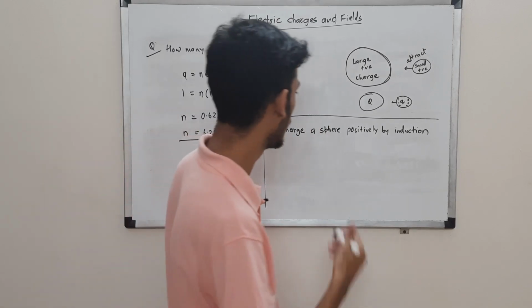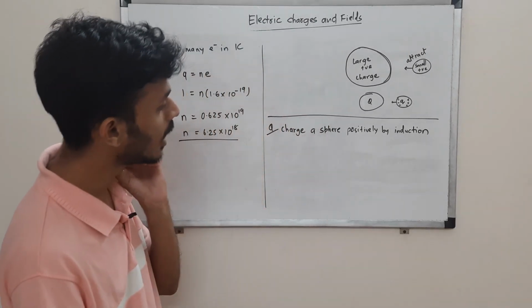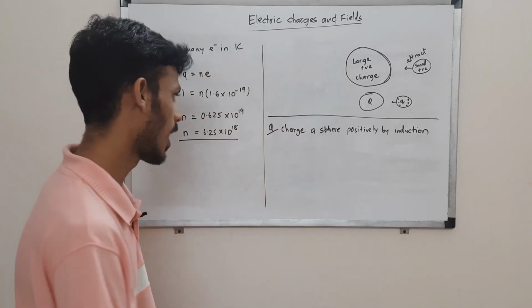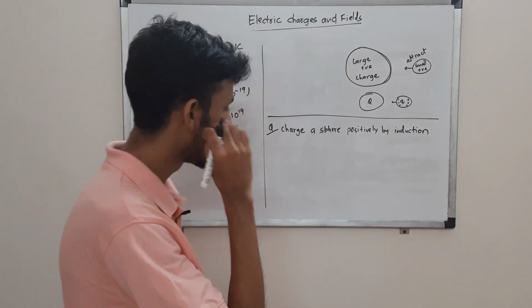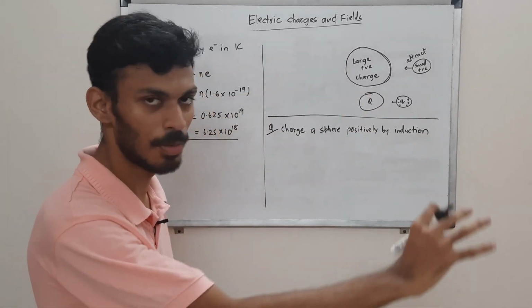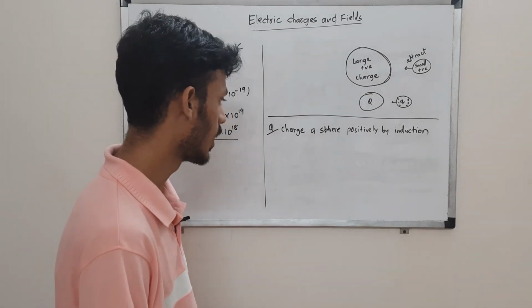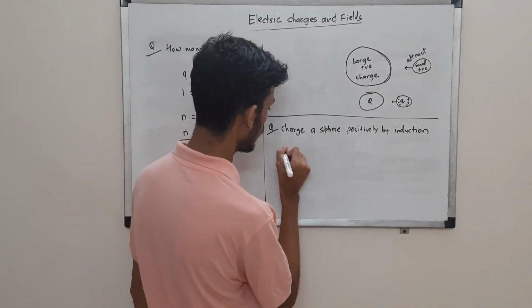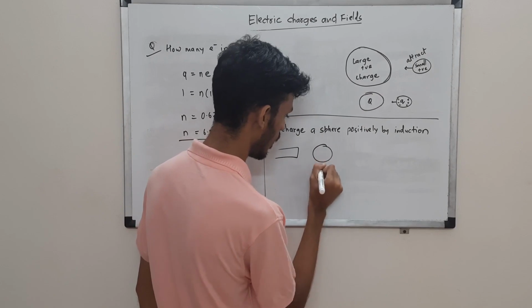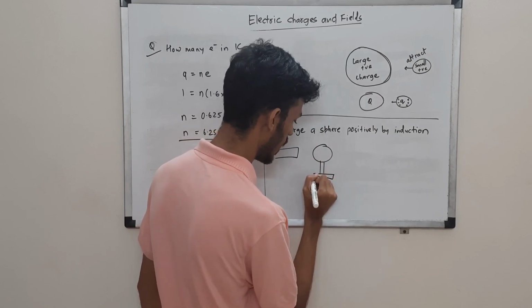It's a huge charge. Okay, let's come to this one. Charge a sphere positively by induction. How can we do this? If we want to charge positively, we have to separate out the positive charge, right? So how can we do that? We can bring a negative rod. We'll have the same apparatus as that of induction.